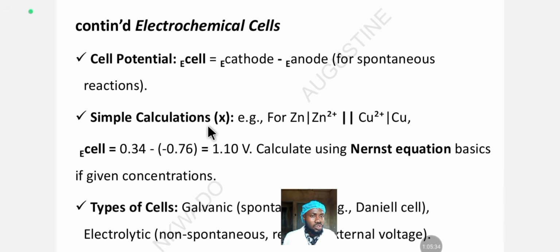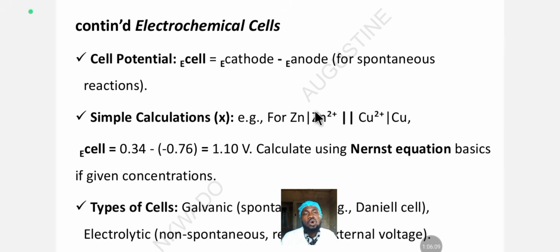Simple calculations under electrochemical cells. For example, this is how they are going to bring the question. They are going to show you a cell like this. This shows you that this is a battery. This double line is the salt bridge. This kind of equation is a battery equation, where you have this double pipe in the middle to separate. This is a salt bridge.